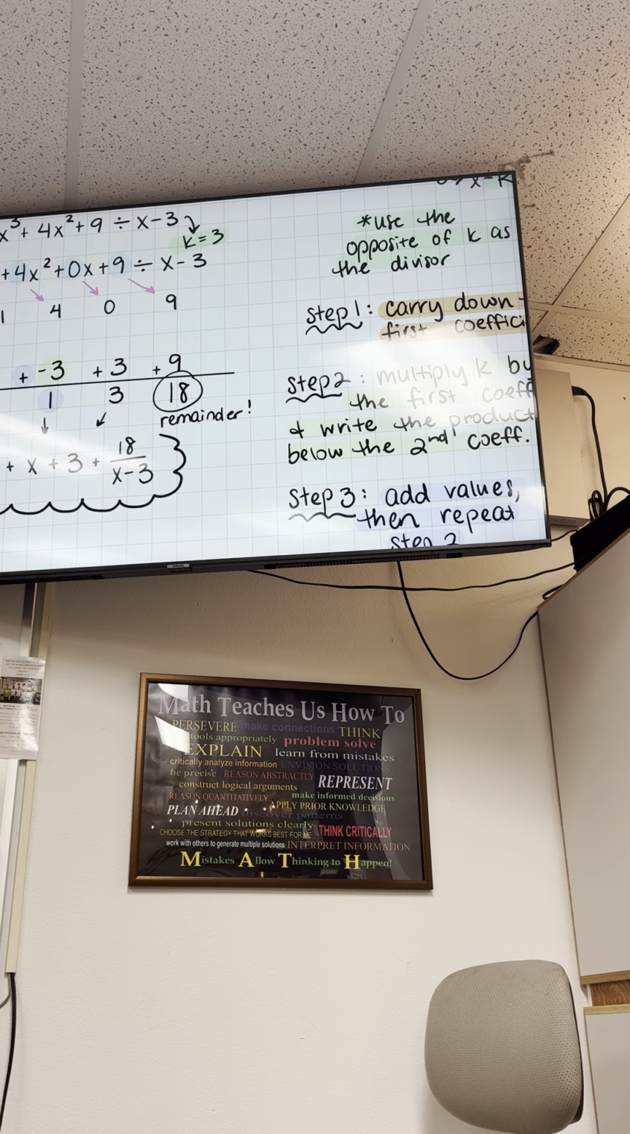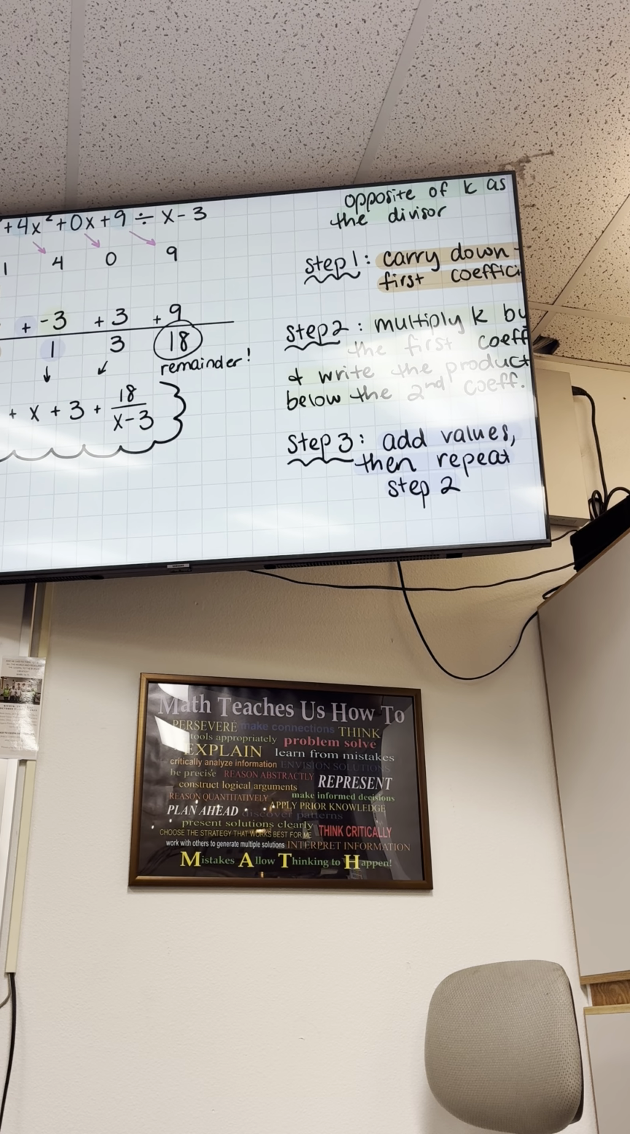And that's your solution. So the solution you could write is always 1 degree less than the original dividend. And that's because you're dividing everything by a degree 1 binomial.